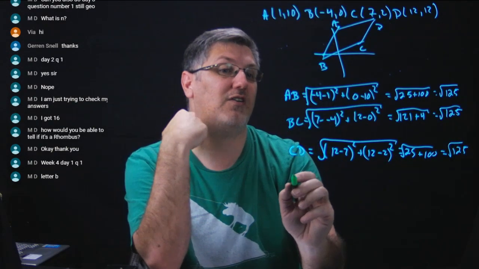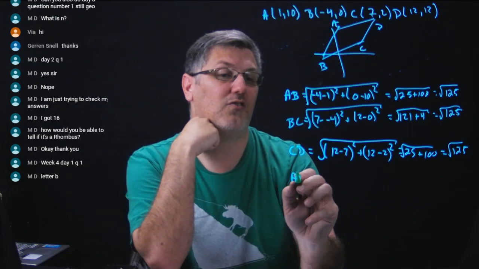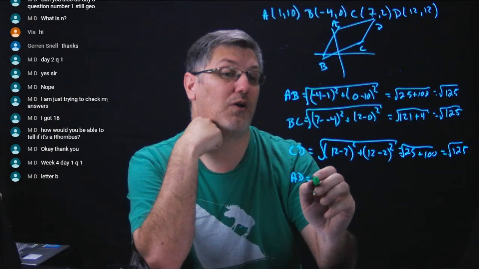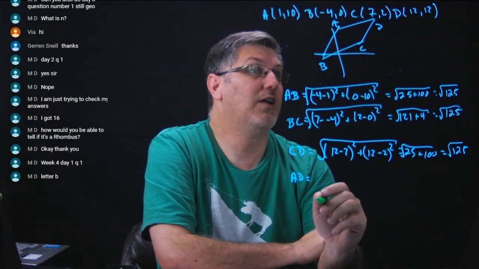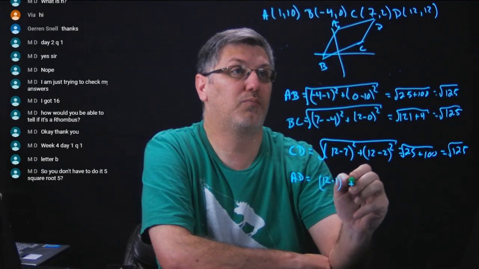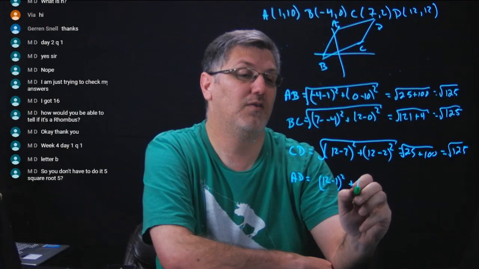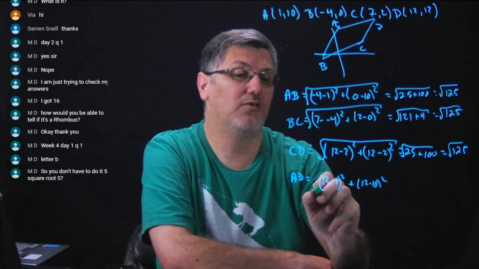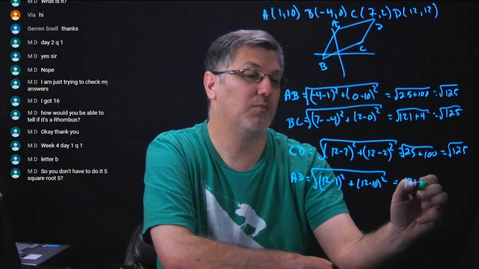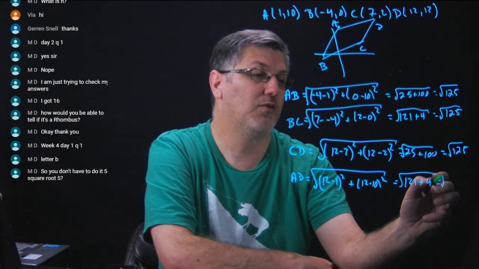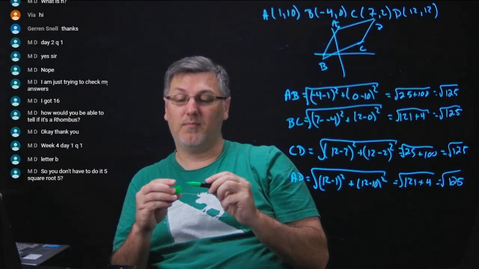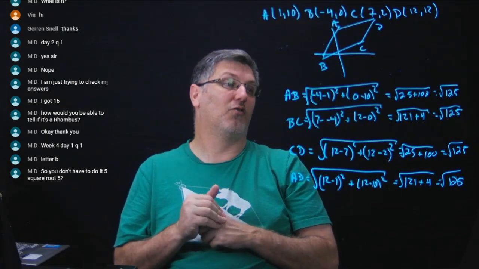And last but not least, we would do AD. Don't really need to do AD at this point, because you know it's a parallelogram, so we already know it's going to be the square root of 125. But let's do it anyway. We're going to have 12 minus 1 squared plus 12 minus 10 squared. Take the square root. This gives me 11, which gives me 121, plus 2, which squared becomes 4, which gives me the square root of 125. So it is a rhombus because all 4 sides are the same length.